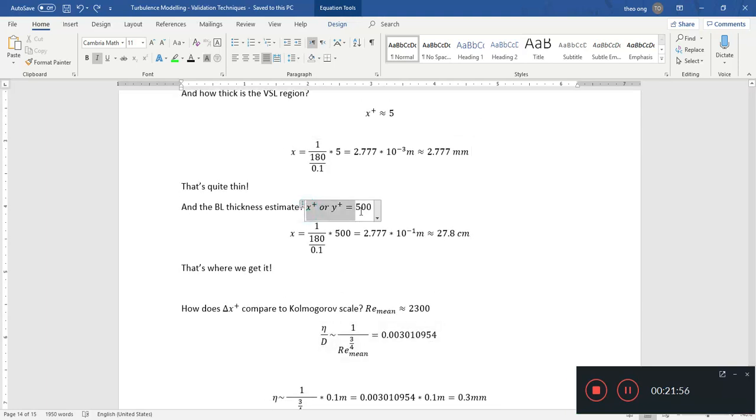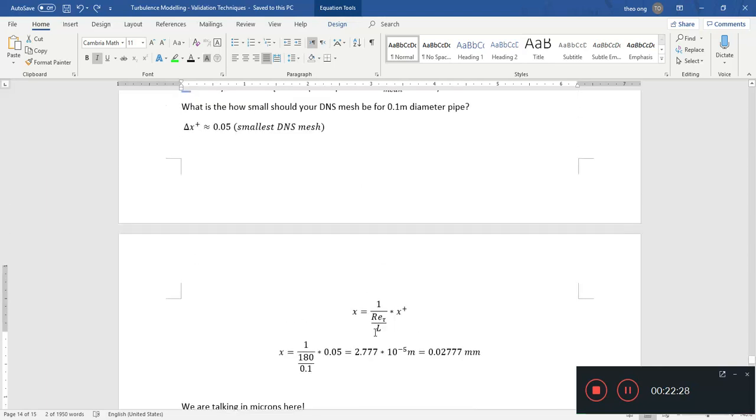We know that for the boundary layer thickness, we have an x plus or y plus of about 500. Okay, let's substitute this in. So 1 over 180 plus times 0.1 times 500. We substitute everything in and we find 1 over 180 times 0.1. So we get this number. Then we find that the boundary layer thickness is 27.8 centimeters.